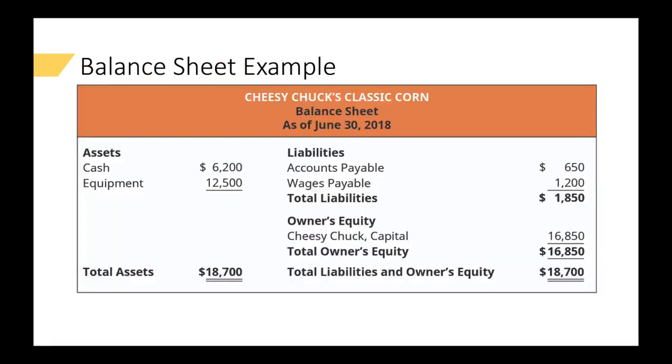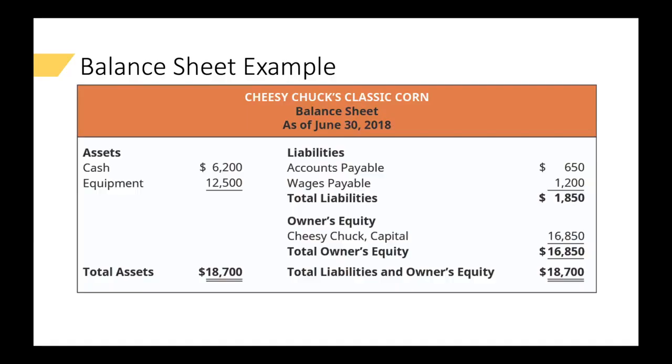Here we have a balance sheet example. This is Cheesy Chuck's Classic Corn, the balance sheet as of June 30th, 2018. On your left-hand side, we have the assets. We have the cash, which is $6,200, and then we have the equipment. If they were to sell their equipment today, it would be $12,500. So as of June 30th, 2018, their total assets are $18,700.